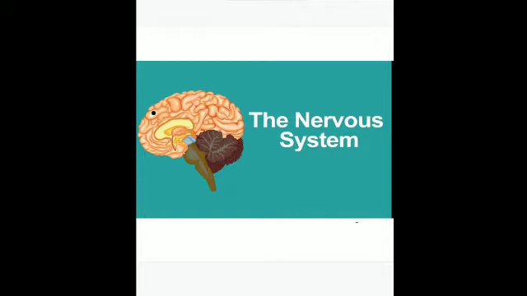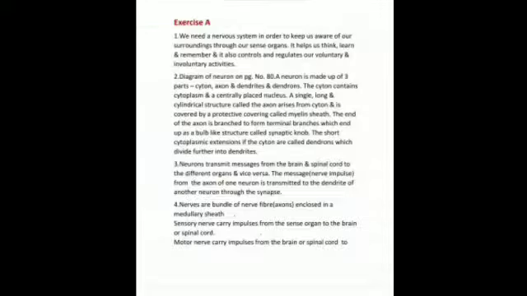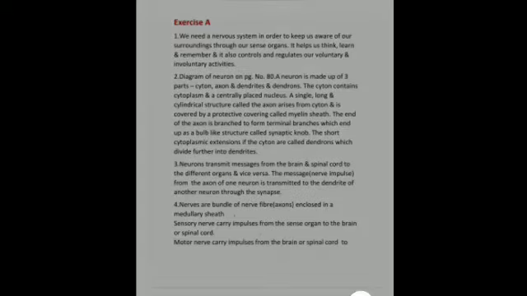Today we will be discussing the exercises of lesson number 7, nervous system. So first question of this exercise, why do we need a nervous system? Exercise A, first question. The answer is that we need a nervous system in order to keep us aware of our surroundings through our sense organs, and it will help us think, learn and remember, and also control and regulate our voluntary and involuntary activities. Is it clear?